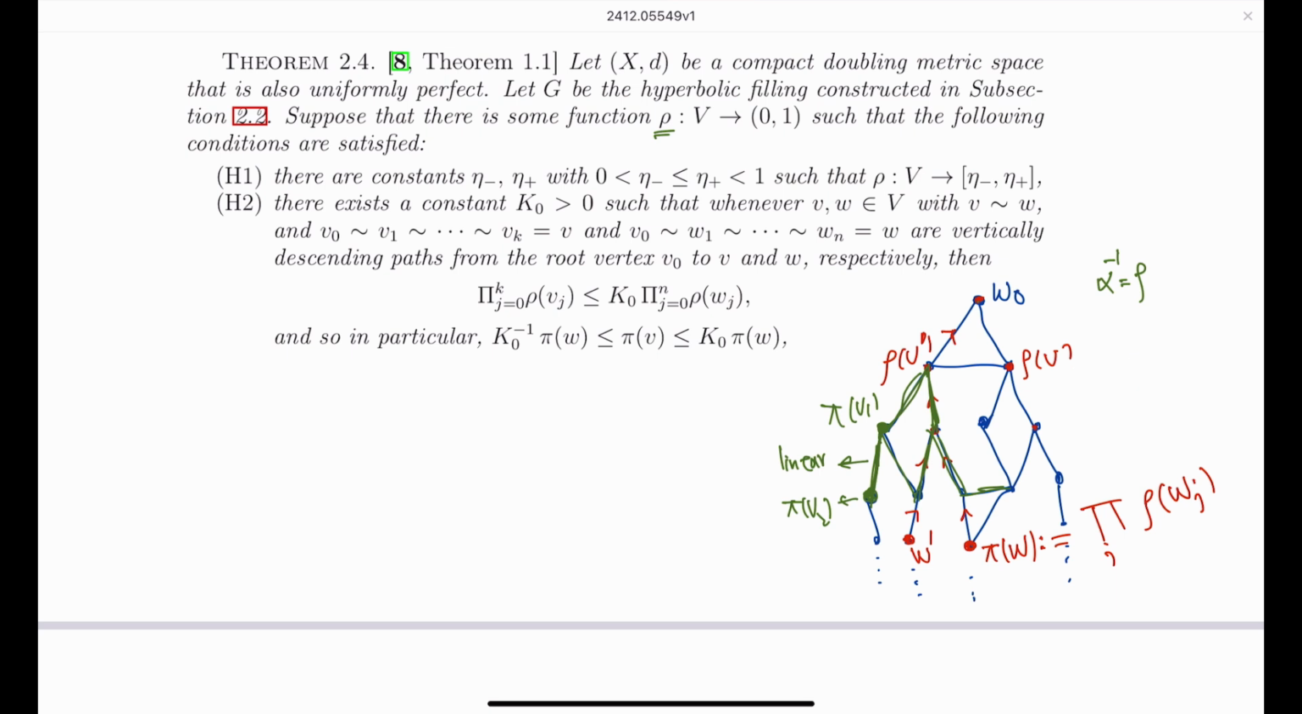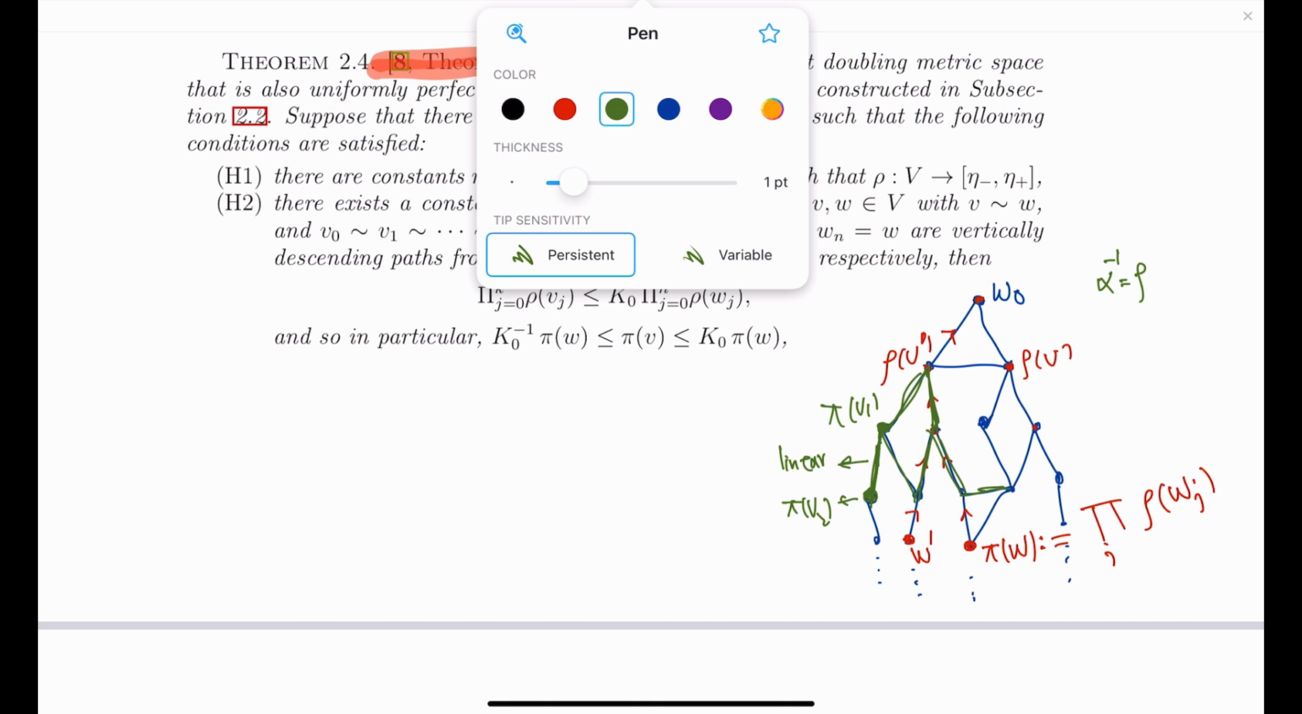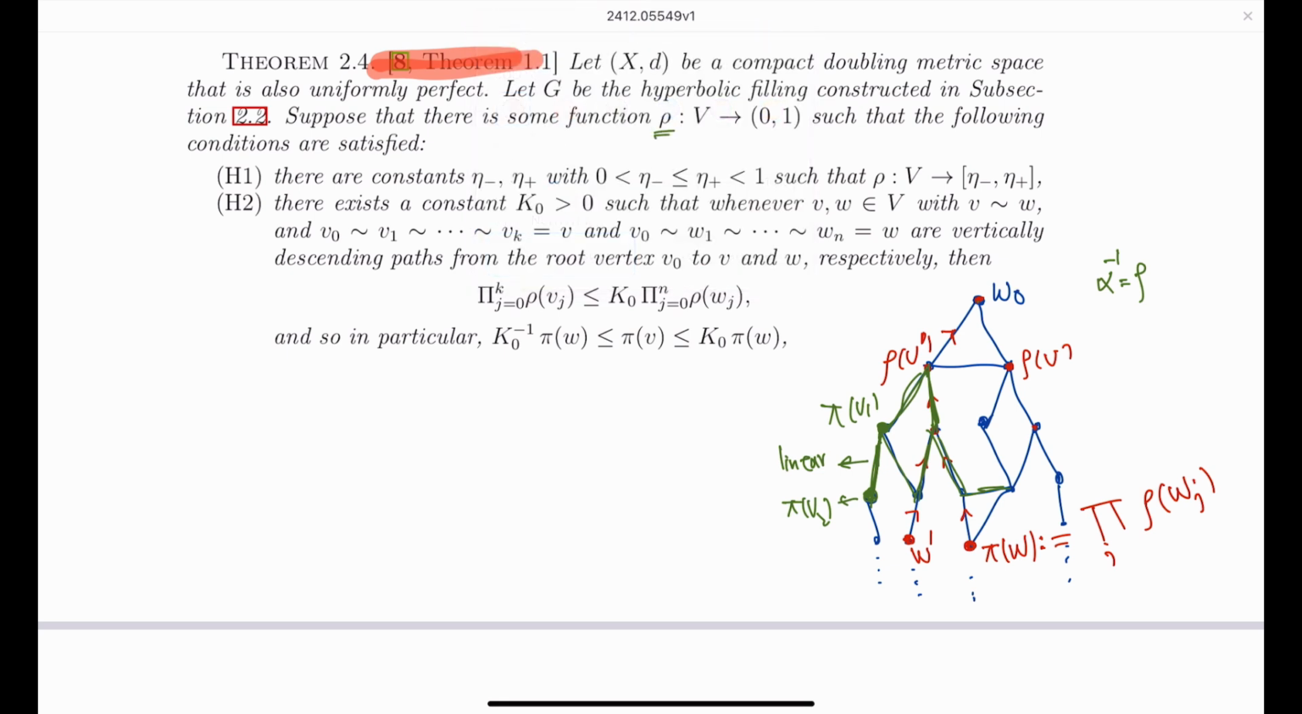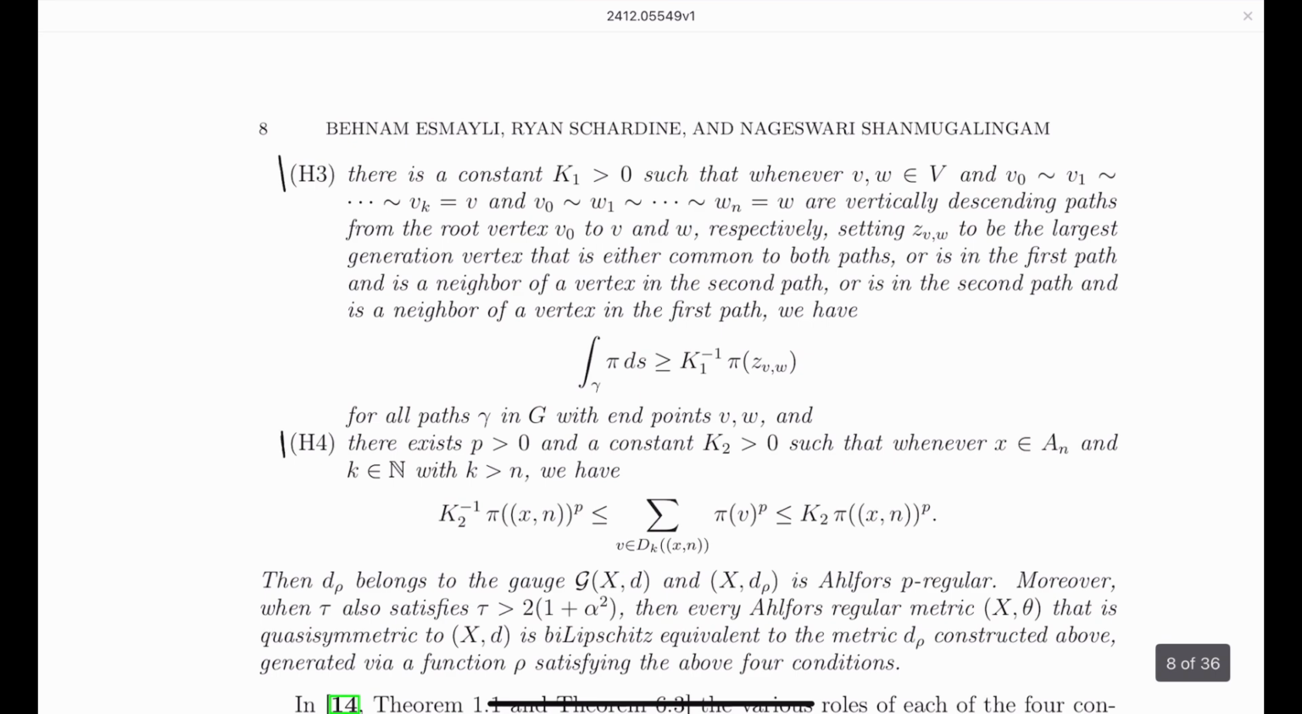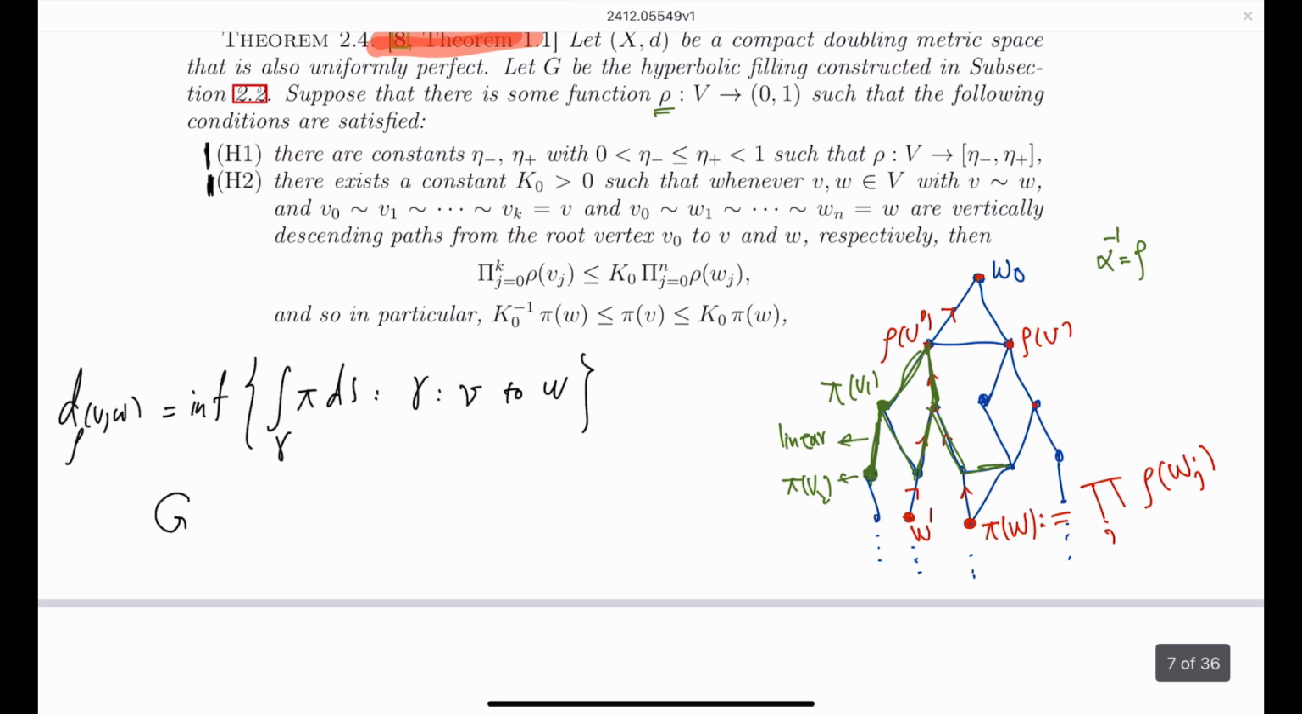Okay, what Carrasco does in this quite significant result, he characterizes all the possible choices for pi, equivalently for rho, so that the resulting metric, which is the infimum of pi length of all gamma that join V to W, so this would define the distance between V and W. So it gives us conditions, necessary and basically sufficient, so that this metric, when put on the boundary of the graph, becomes quasi-symmetric to the metric space that you start with.